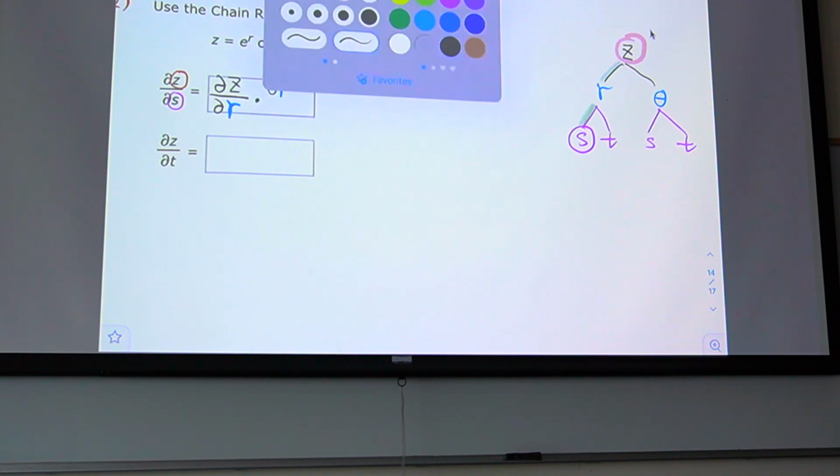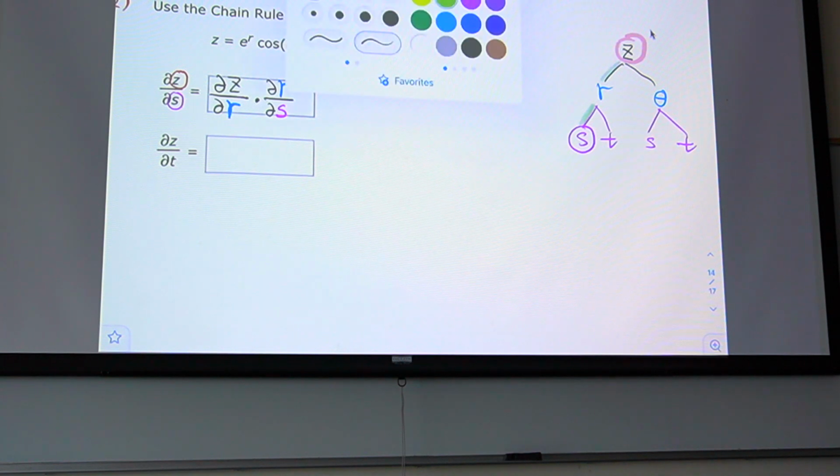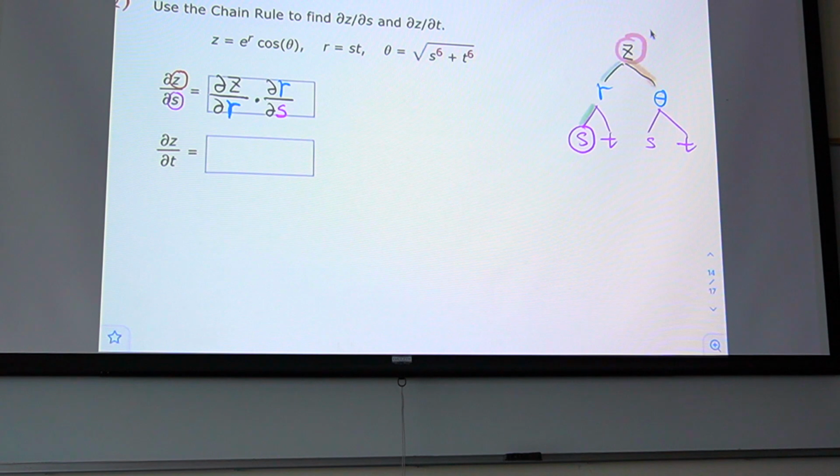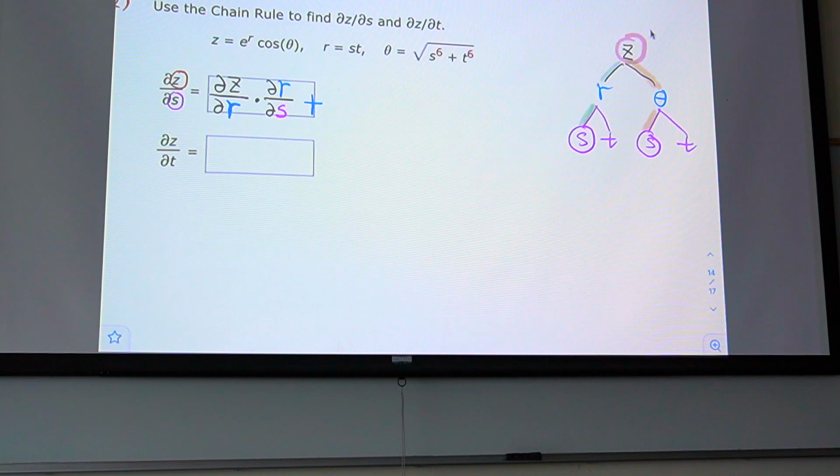And partial S. Okay, good. So this is one path, right? Let's go the other path. Okay, so that will be, the other one will be this one, right? And then this one to get to this. So plus, what would that be? Partial Z, partial theta, times partial theta, partial S. Partial Z, partial theta, times partial theta, partial S.